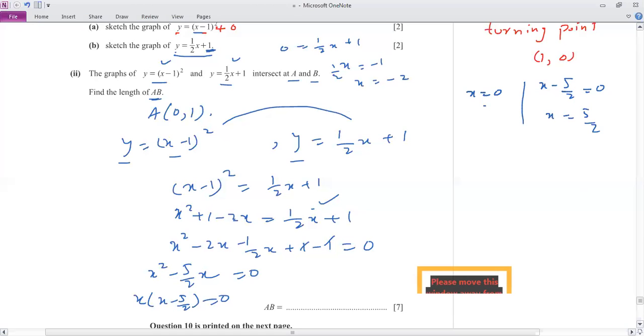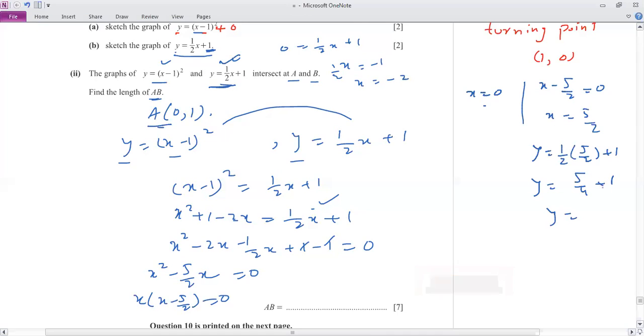With x equal to 0, we already wrote point A. With x equal to 5 over 2, what will y be? You can choose any one of these equations. I'm going to choose this one. Y will be 1 over 2 times 5 over 2 plus 1. So y will be 5 over 4 plus 1. On adding, it will be 9 over 4. So y is 9 over 4. It means point B is (5 over 2, 9 over 4). That is point B. Okay, we got point B also.